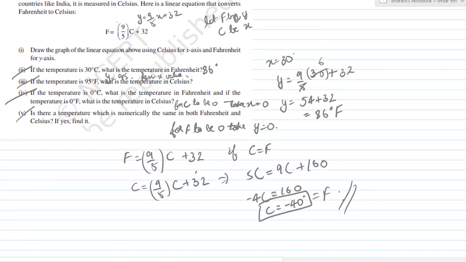So here I have already made it for the first question. If x is equal to 30 degrees, y is equal to 86. Find the second point on your own and plot the graph.